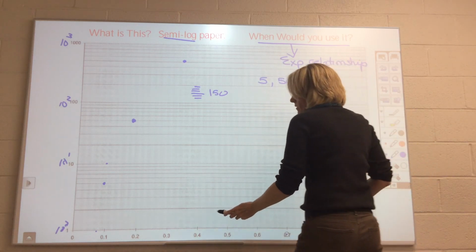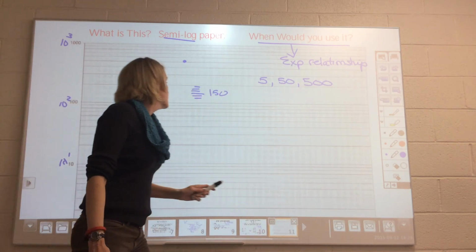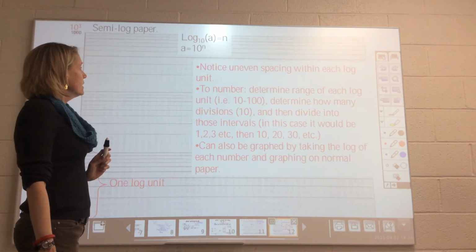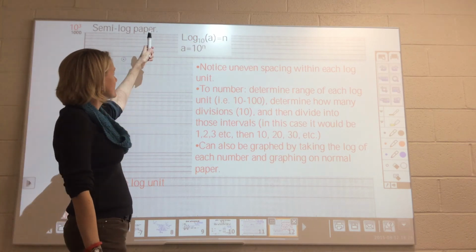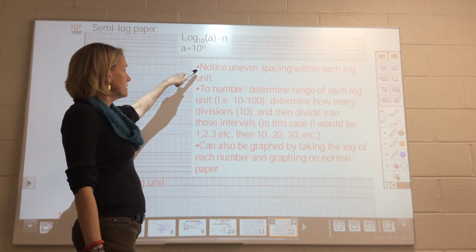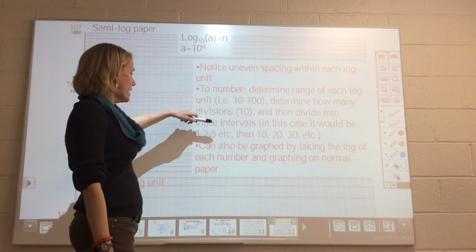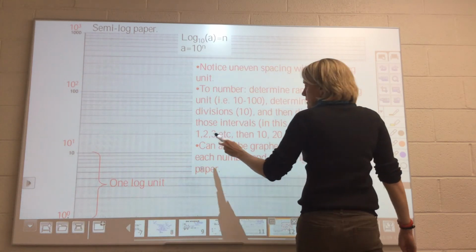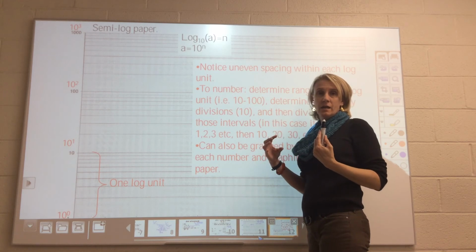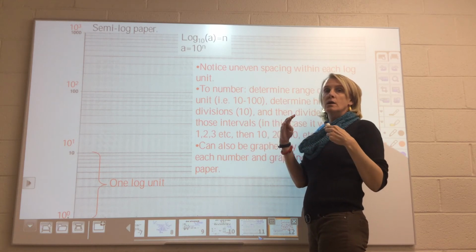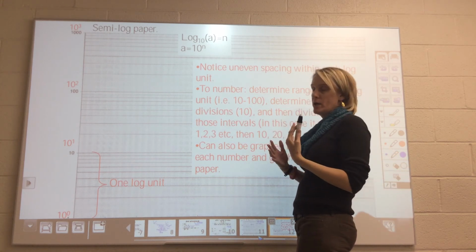All right, so there is our semi-log paper. And if we look, and this is just summing up, and I also put it there to make sure I didn't make any mistakes. So notice there's uneven spacing within each log unit. Here's how you number it, okay? Also note, in this particular way, what we did was we changed the scaling in order to linearize our data to affect our respiration rate in this case.